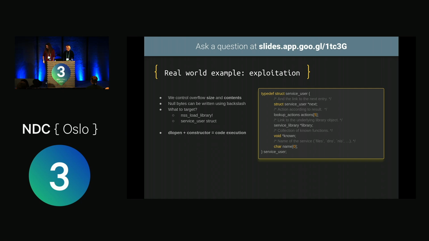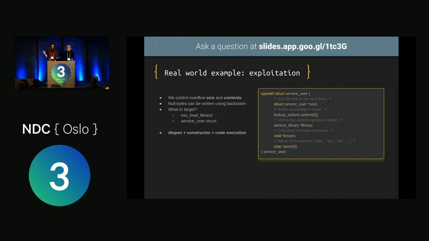Yeah, so just for completeness, this is how the service user struct looks. We don't really care about anything except for the library. We need that to be null, so we need to know where in memory from the start of the struct this is located. And then we have the name at the end.